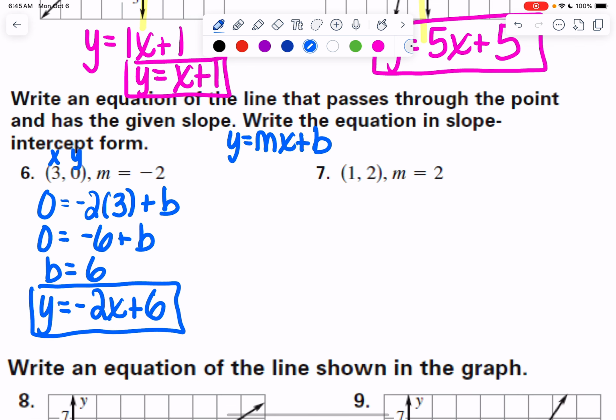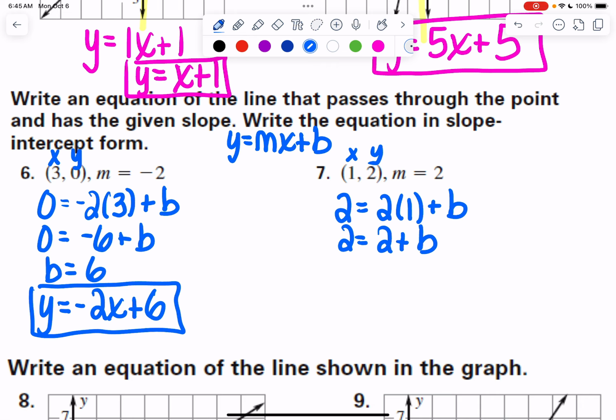Same idea over here. This is x, this is y. So it would be y, 2, equals your slope 2 times 1 plus b. So it'd be 2 equals 2 plus b. So b would just equal 0 in this case, so you don't even need to include it. You can just do y equals your slope, 2x.